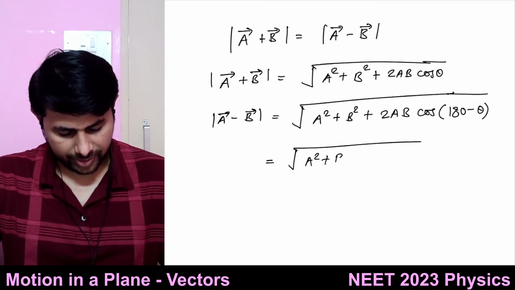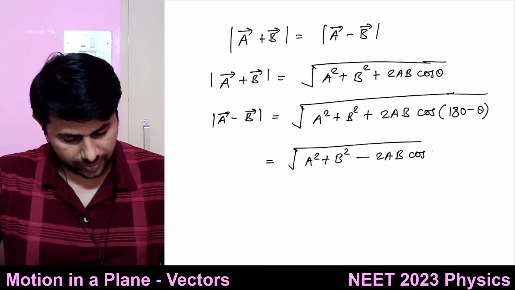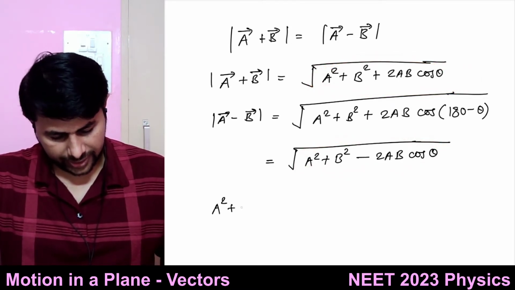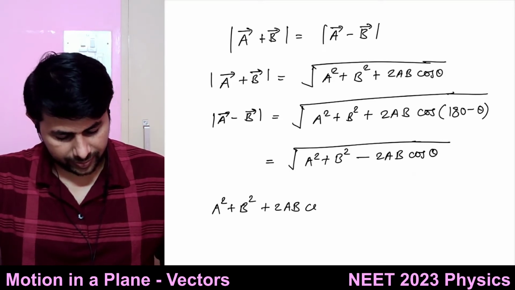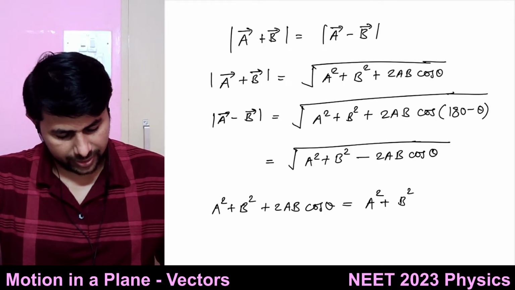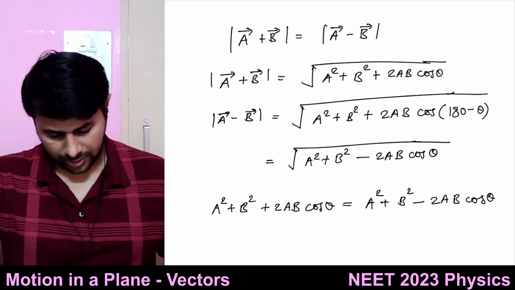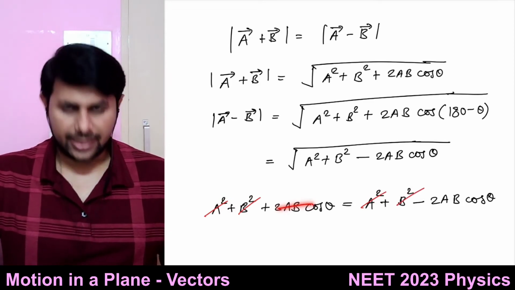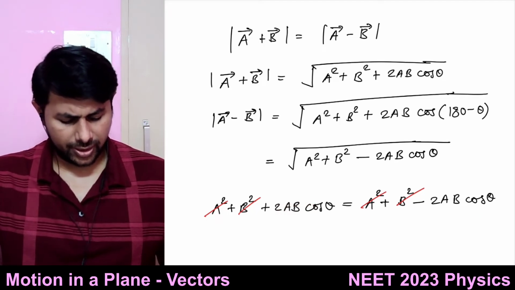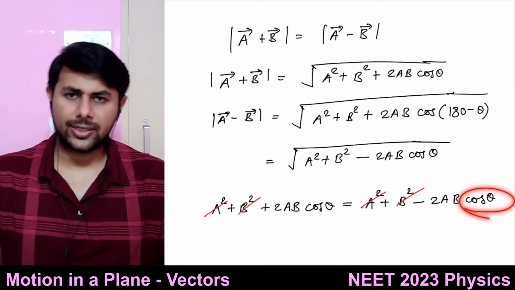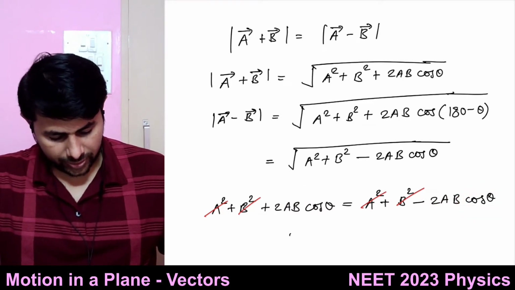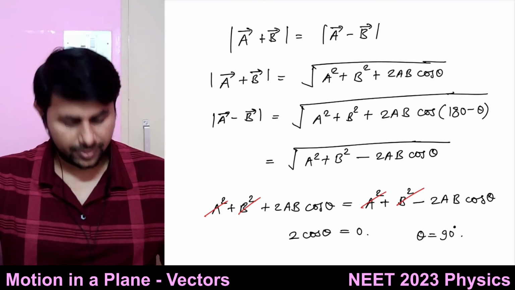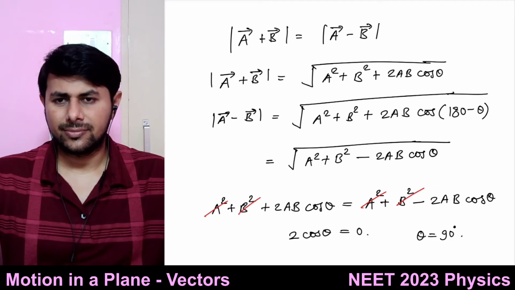So square root of A square plus B square minus 2AB cos theta. If we equate this with this, we can square and equate. So A square plus B square plus 2AB cos theta is equal to A square plus B square minus 2AB cos theta. This thing gets cancelled out, this thing gets cancelled out. We can take the minus cos theta to the left side. So 2 times cos theta is equal to 0. That means cos theta is 0, and that means theta is equal to 90 degrees, right? Yes, sir.